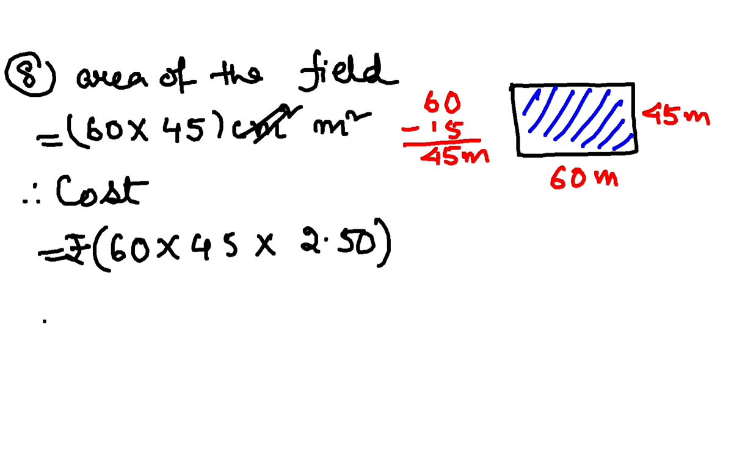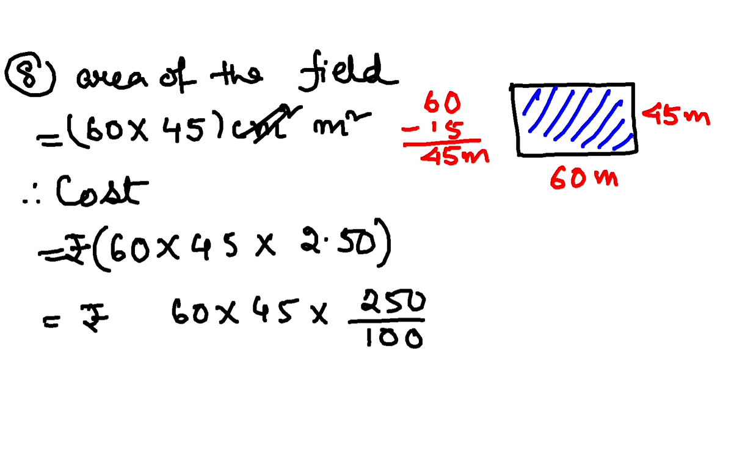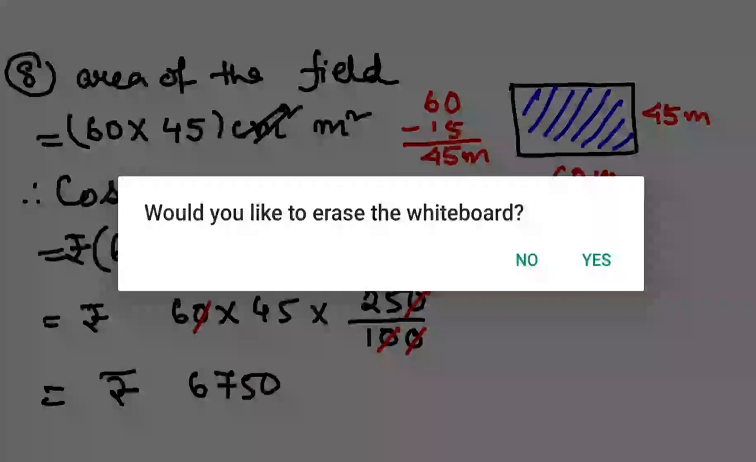This is the rupee symbol, I think you know. So now I have to simplify this. 60 into 45, 2.50 is 250 by 100 if I remove the decimal. So this will make things easy. The zeros cancelled, and finally if you multiply all this, you will get the final answer as 6750.